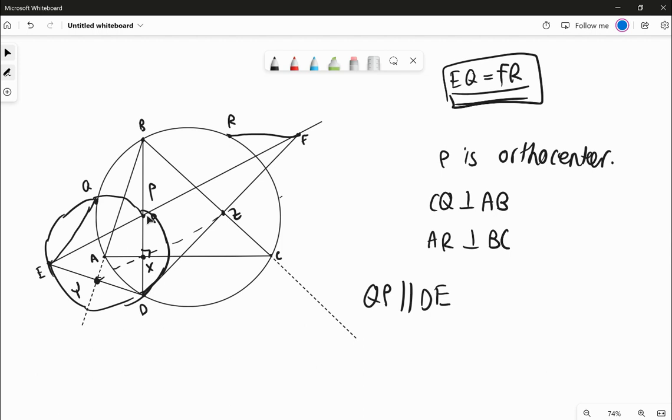But given this information, since P is the orthocenter and Q is a reflection of it, PQ is perpendicular to BA. And from reflections, we know that ED is perpendicular to BA as well. Since they are perpendicular to the same thing, they must be parallel. So this is true, which means that it's an isosceles trapezoid. Similarly, PDFR is an isosceles trapezoid as well. Therefore, EQ is equal to PD is equal to FR. And we're done.